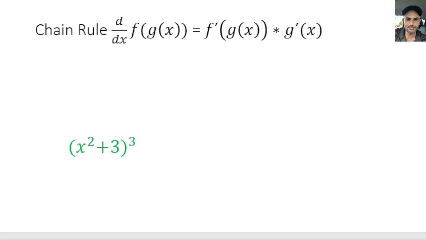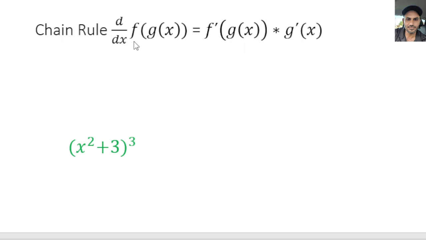Hello, welcome everyone. In this video, I'm going to work out the chain rule of derivatives. So where do we apply the chain rule? The chain rule is applied in expressions where we have a main function and an input function, and the input serves as the input of the main function. So here f is our main function and g of x is our input function. And g of x is basically the input of the main function.